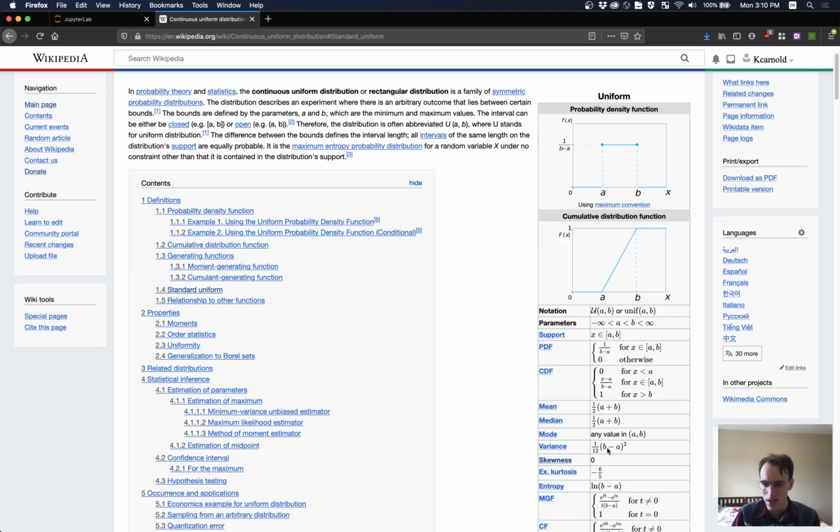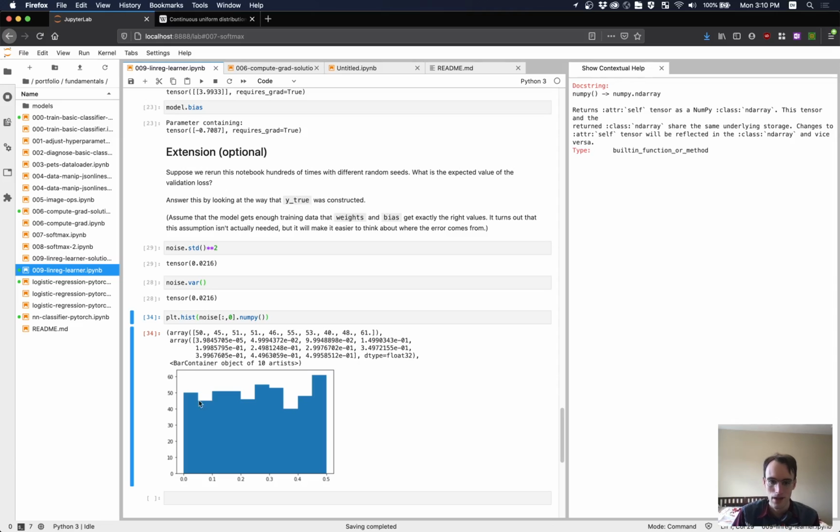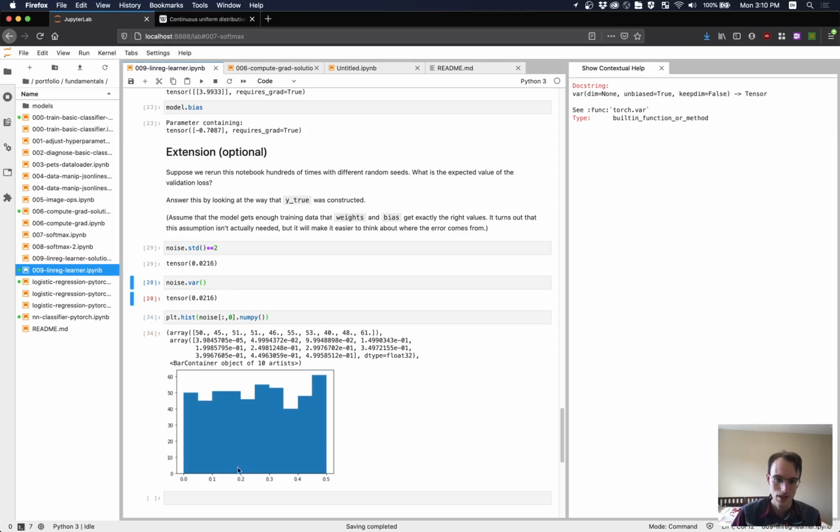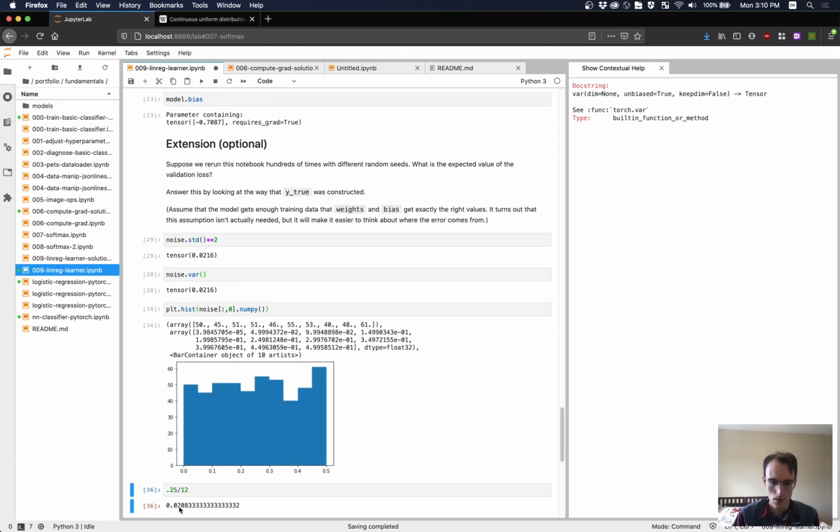The variance depends on b minus a squared, so it's how big this interval is. Here we had 0.5 minus 0, so 0.5. So we have 1/12 times 0.5 squared. Let's see if that matches up with our value here. 0.5 squared is just 0.25. So 0.25 over 12 is 0.021. There it is.